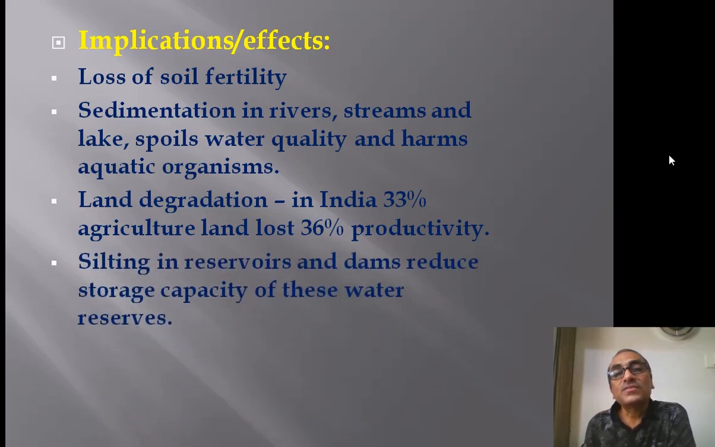Silting in reservoirs and dams reduce the water holding capacity of these reservoirs. So that's also taking place because of the soil erosion, because that eroded soil is carried by the flowing water and rivers, and it will reach the reservoirs and dams, and silting takes place at the bottom, and that is how the storage capacity is affected.